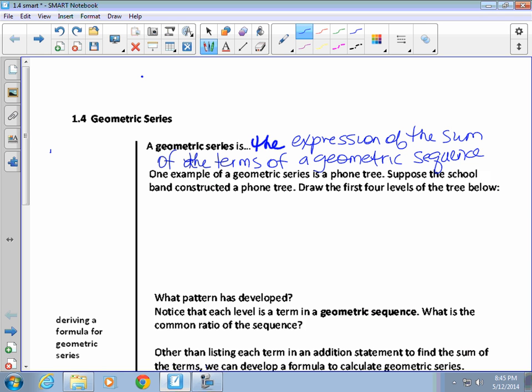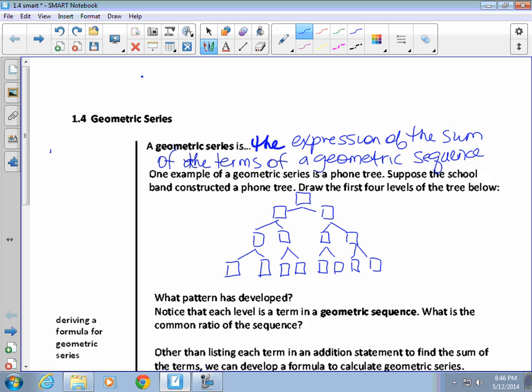One example of a geometric series is a phone tree. Suppose the school band constructed a phone tree. Draw the first 4 levels of the tree below. We would start with the first person. They would call 2 people. Those 2 people would each call 2 people. And then the next 2 people would, in turn, call 2 people. So we have our first 4 levels.